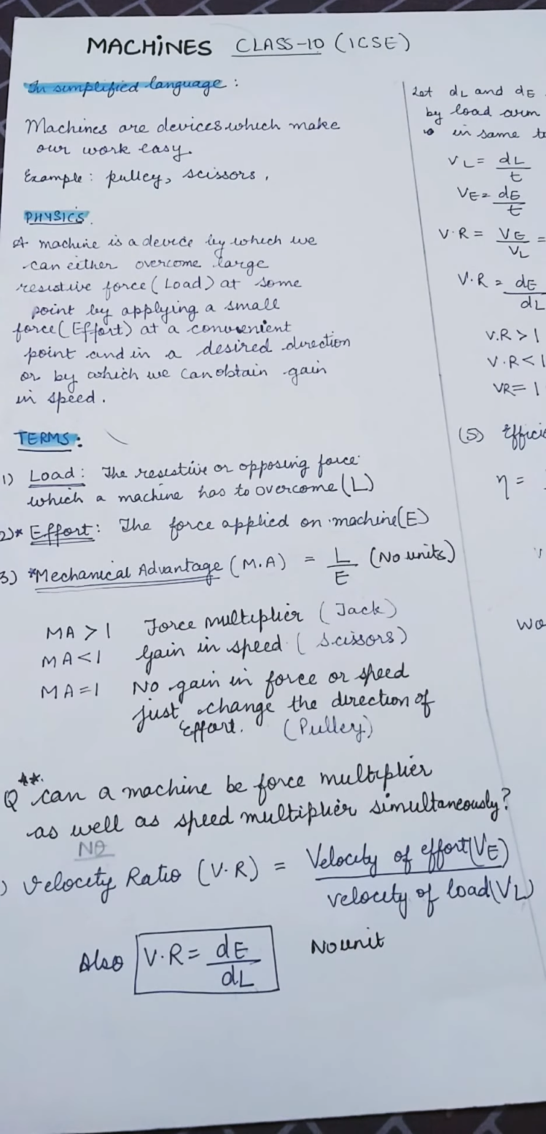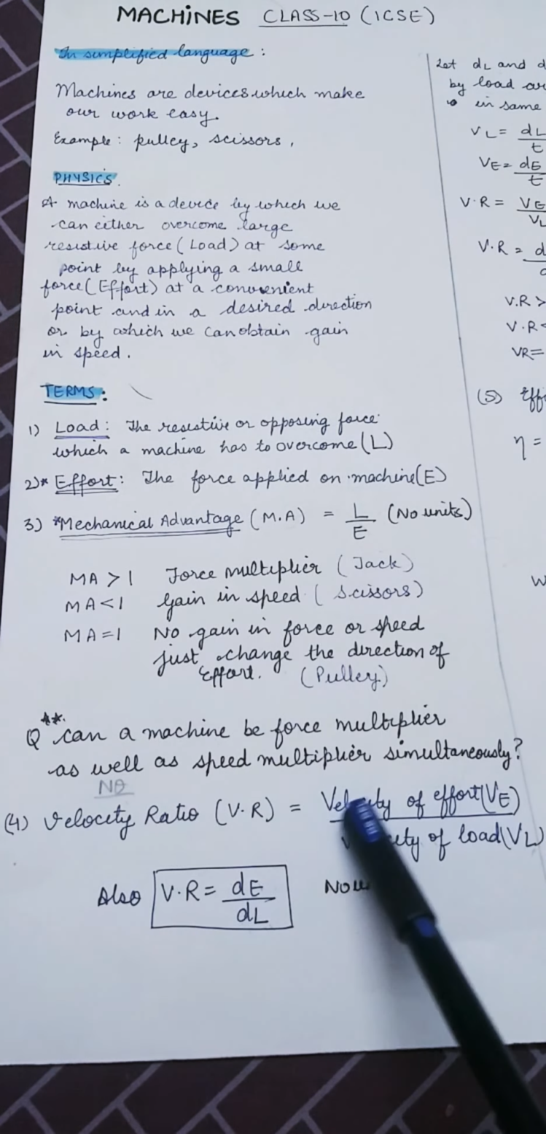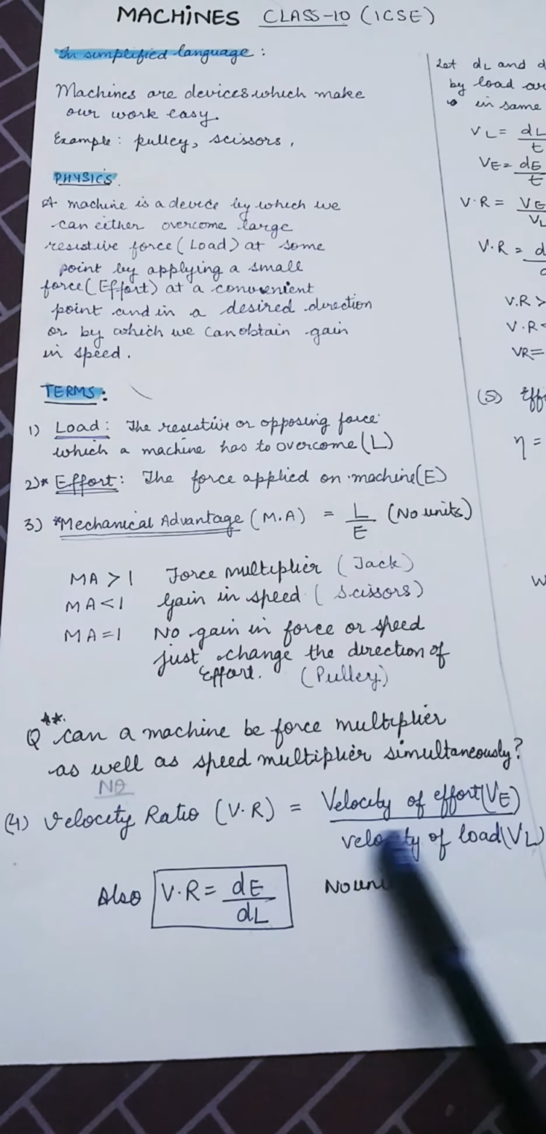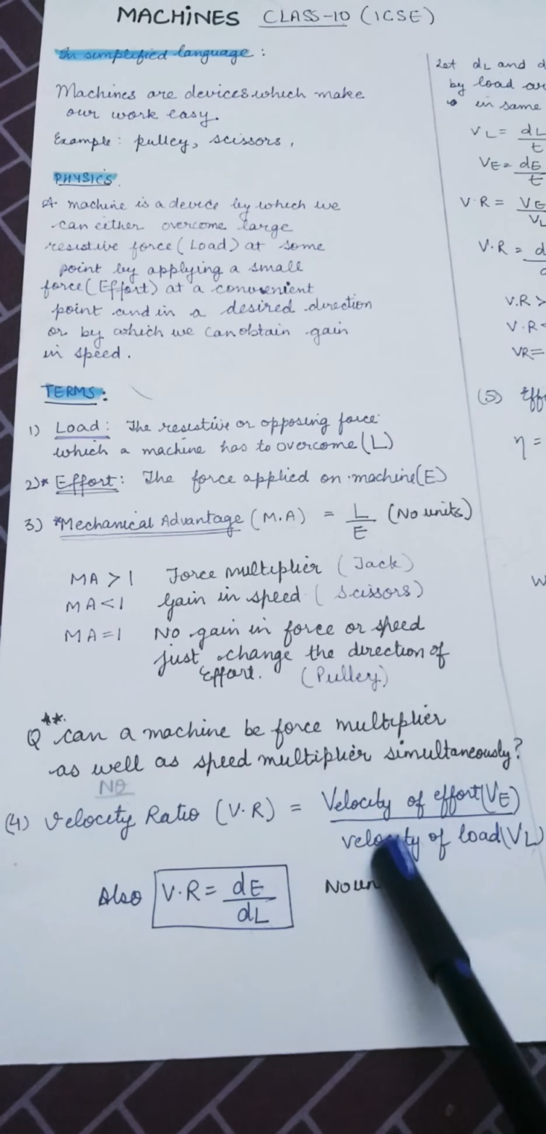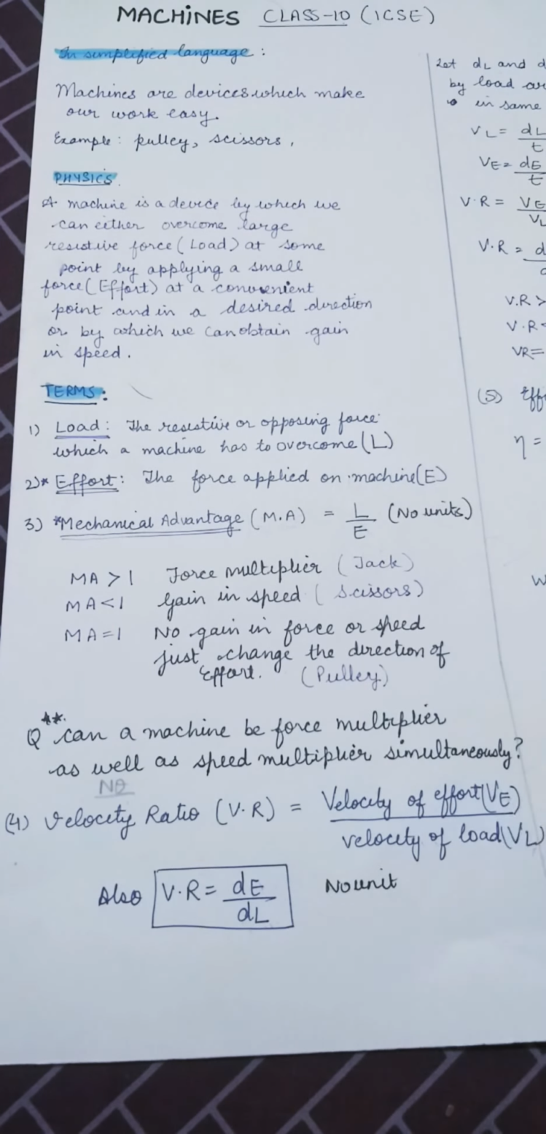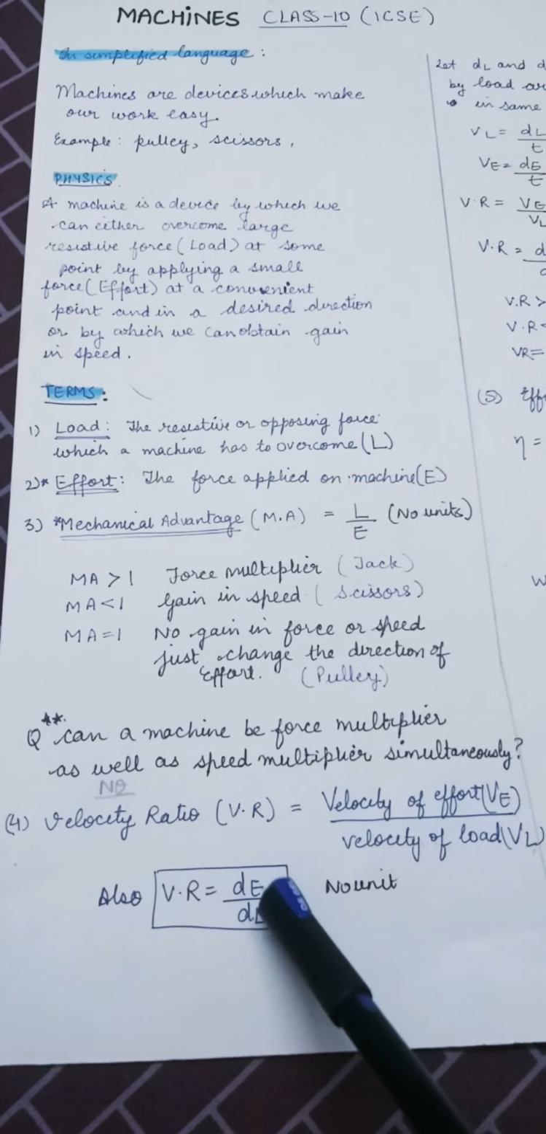Now the next topic we move on to is velocity ratio. It is the ratio of the velocity of effort to the velocity of load, and again it will have no unit. Why? Because both are velocities, so the ratio has no unit. Now we can write VR in terms of distances also. How? Just see.